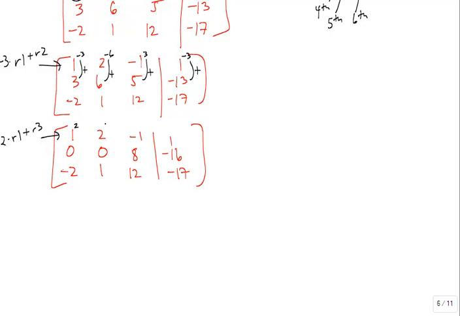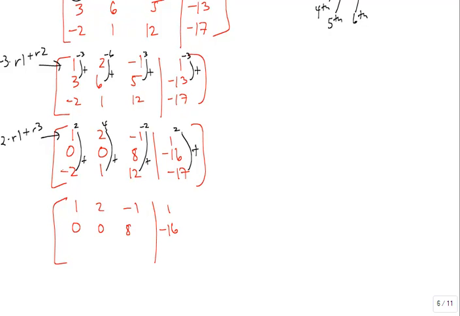So this becomes 2, 4, -2, and 2. And then I'm going to add that down to row 3. Keep the original row 1. Keep row 2, because we're not working with that at the moment. Put the answer in row 3. So 2 plus -2 is 0. 4 plus 1 is 5. -2 plus 12 is 10. And 2 plus -17 is -15.